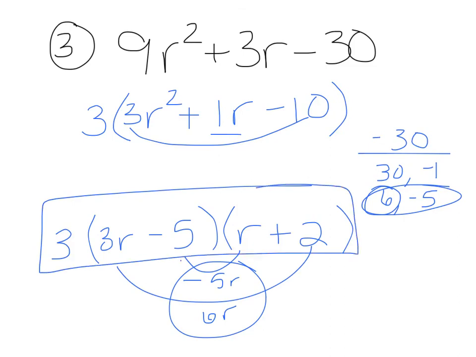All right, and that is how you factor pulling out a greatest common factor first. Like I said, it's pretty much the same thing we've been doing, except you have to look for that number to pull out first. So from now on, you need to look for a greatest common factor before you even start.